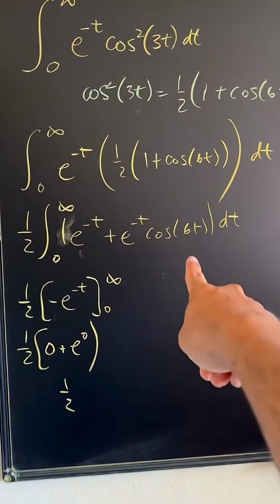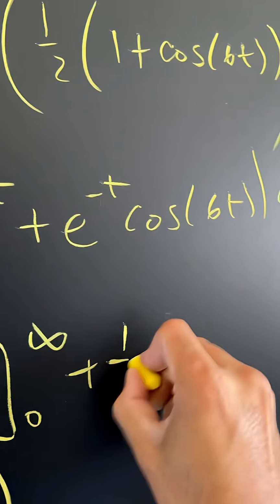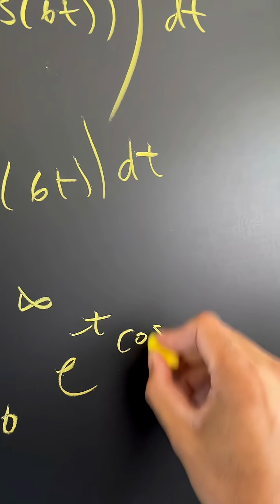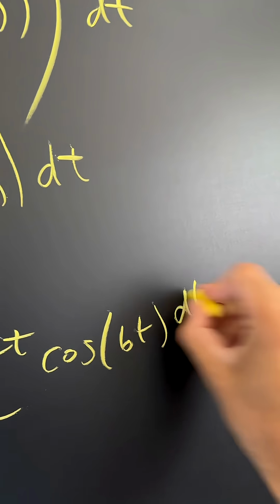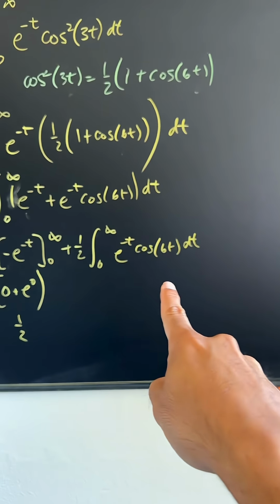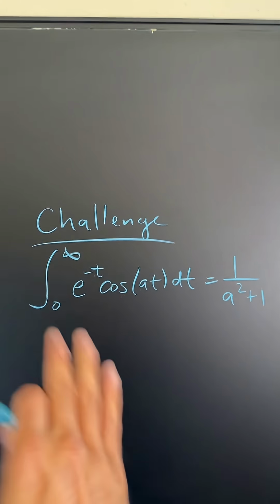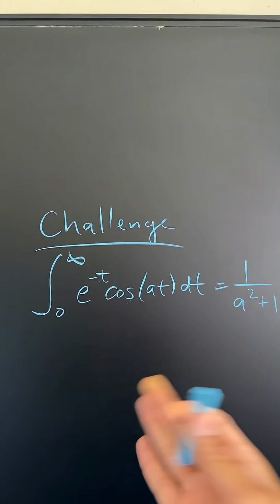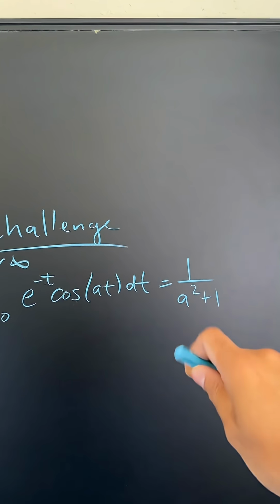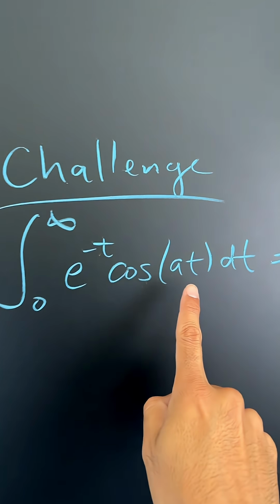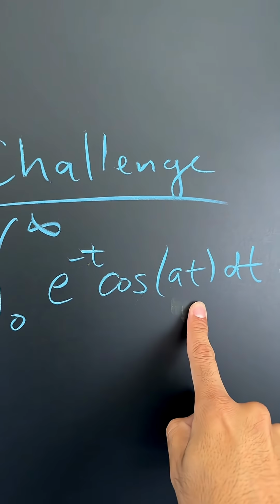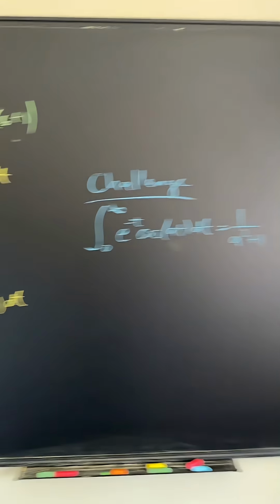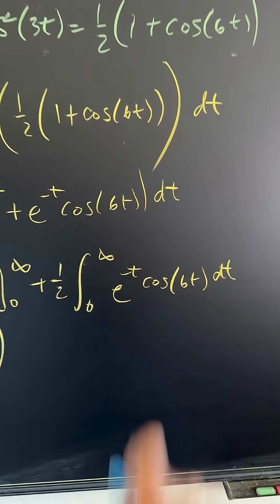That's awesome. Now we have to deal with this integral, which is 1/2 integral from 0 to infinity of e to the negative t cosine of 6t dt. Now, I have something for you. I want you to work out this integral right here. I want you to do this on your own and figure out why or how this is equal to 1 over a squared plus 1, where your a value is in the input of cosine. Again, this is going to be a challenge for you, and that is going to be used for this right here.